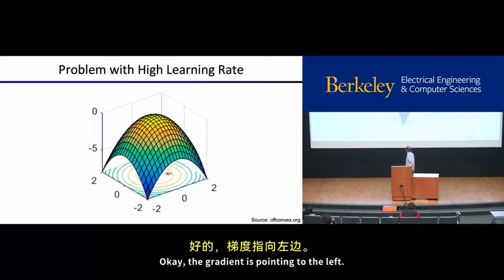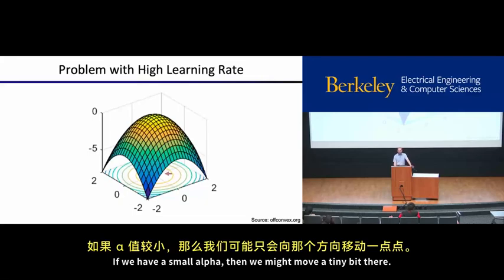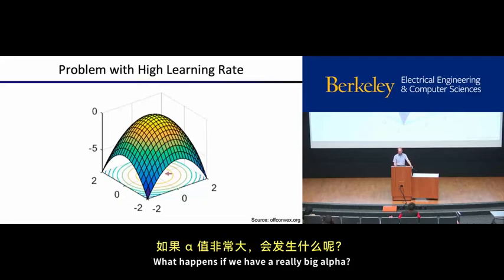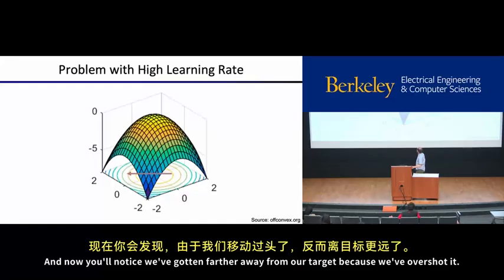So what happens if we start right here? Okay, the gradient is pointing to the left. That would be the direction of steepest ascent, the direction we want to go. If we have a small alpha, then we might move a tiny bit there. What happens if we have a really big alpha? Then we might move quite far in that direction. And now you'll notice we've gotten farther away from our target because we've overshot it.